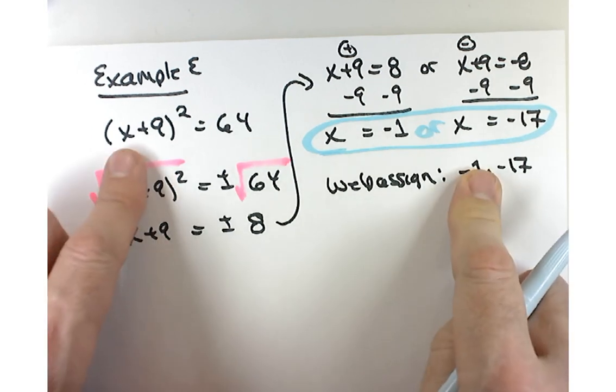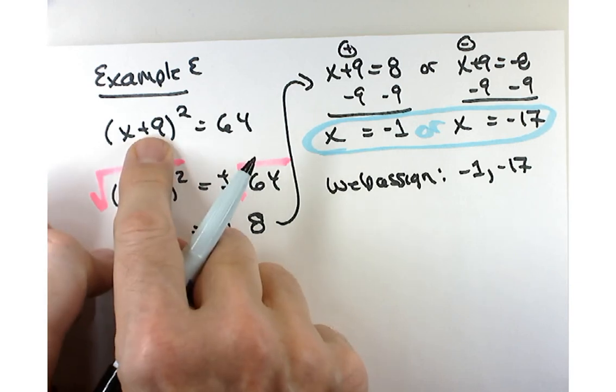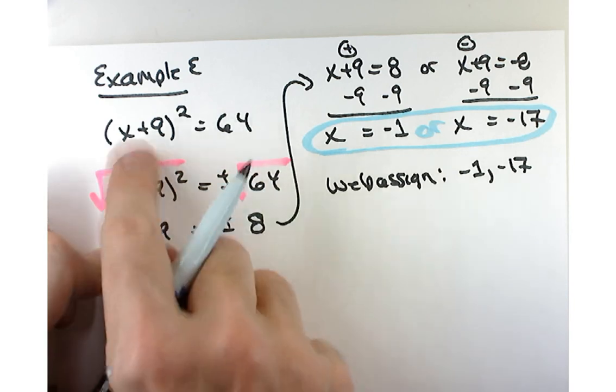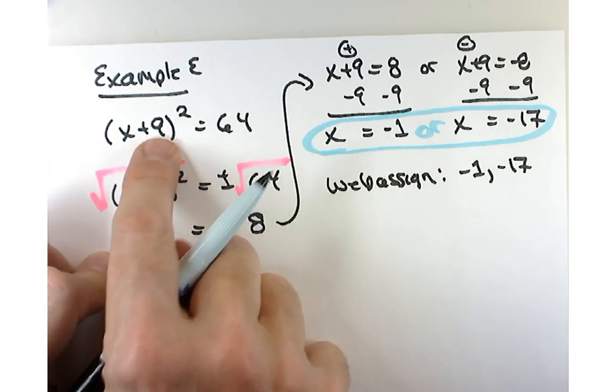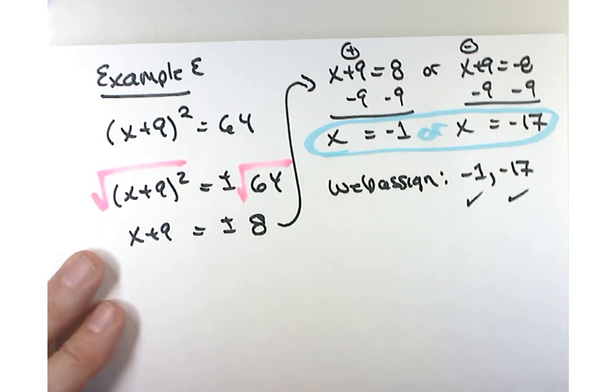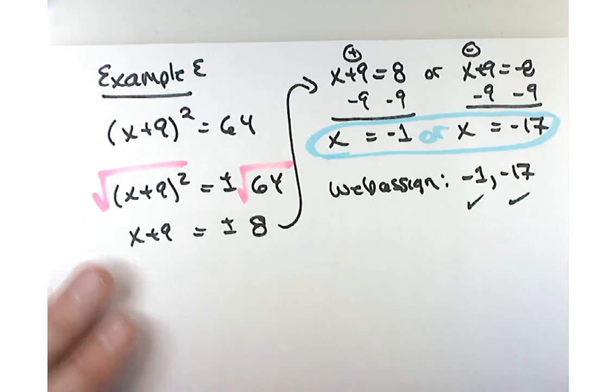But you can check both of these. -1 plus 9 is 8. 8 squared is 64. Great. Negative 16 plus 9 is negative 8. But when you square negative 8, you get positive 64. So both of those actually check.